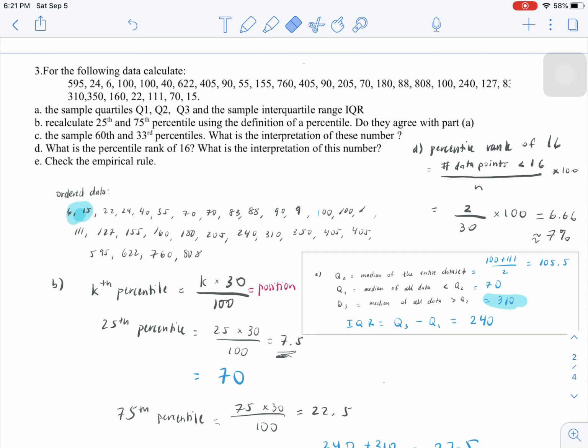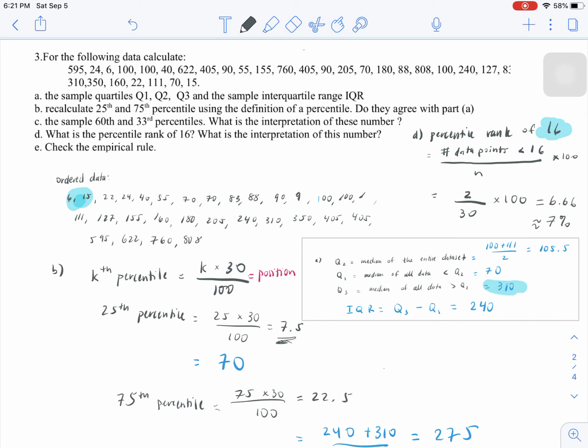The interpretation of this number is just like what we said the definition of the percentile was. I found that 16 would be at the 7th percentile in this data set. So in other words, approximately 7% of data points lie below 16.